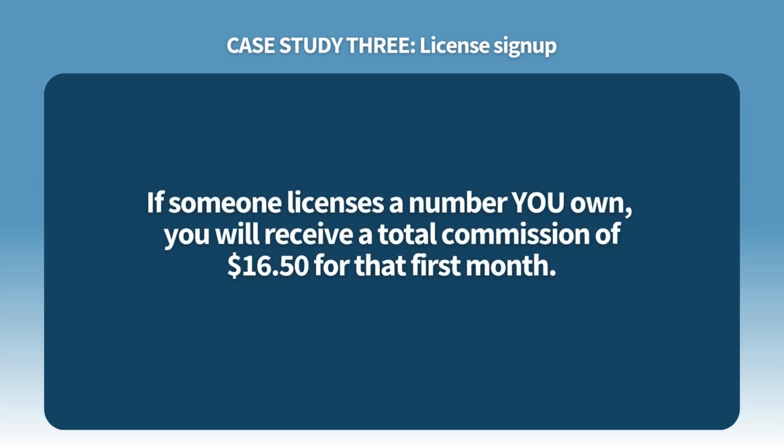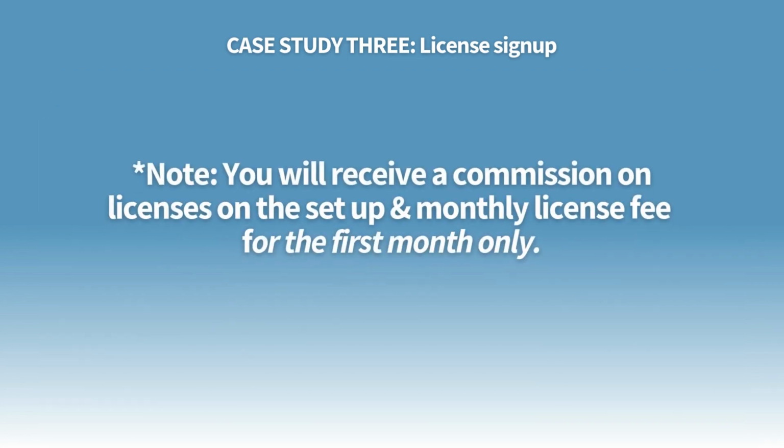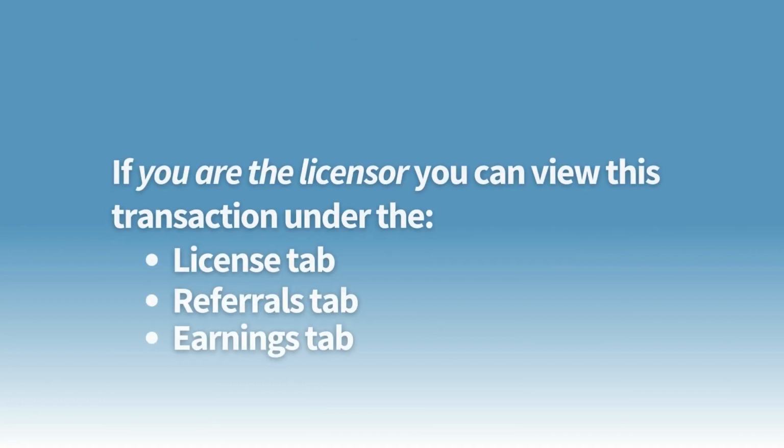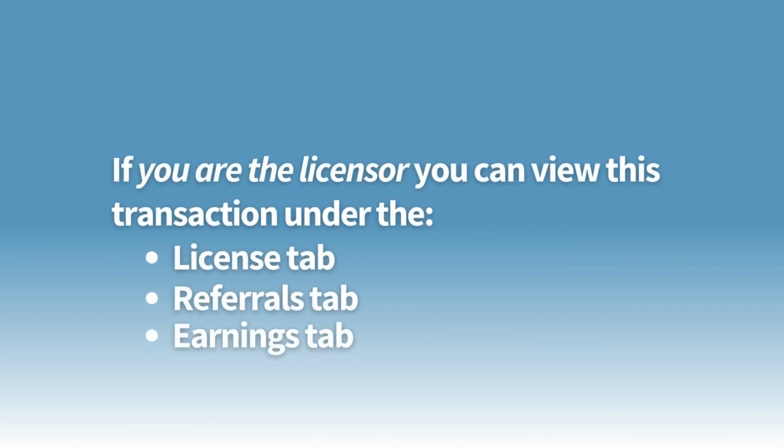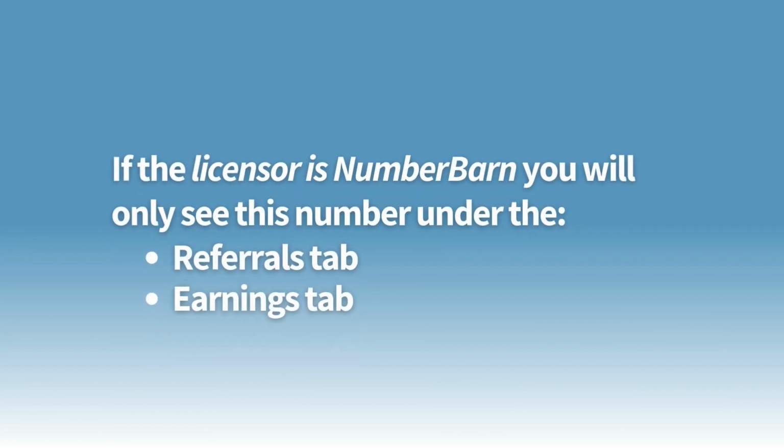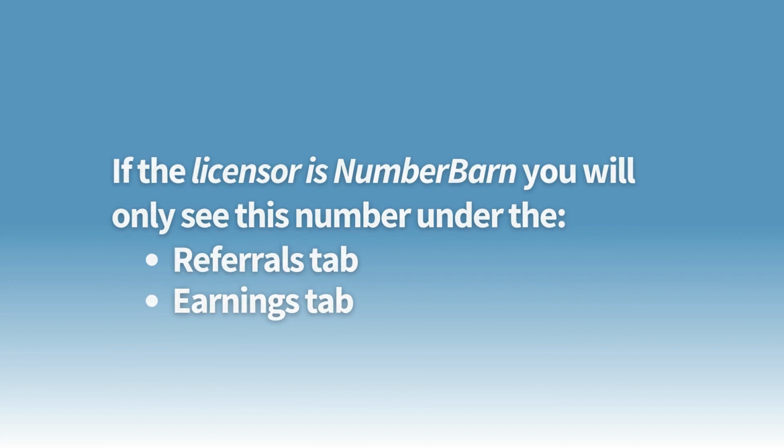Keep in mind that if someone licenses a number you own, you will receive a total commission of $16.50 for that first month. It's also important to note that you will receive a commission on licenses from the affiliate link on the setup and monthly recurring fee for the first month only. To view this transaction, you will find the number under the License tab if you are the licensor, as well as under the Referrals and Earnings tab. If the licensor is NumberBarn, you will only see this number under the Referrals and Earnings tab.